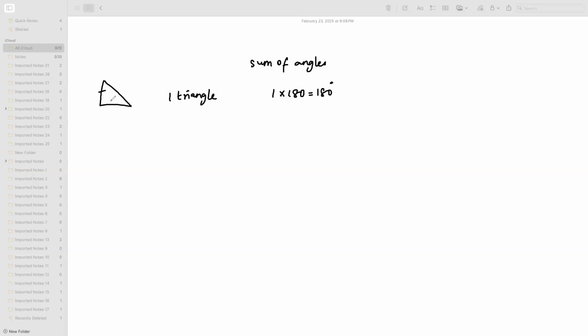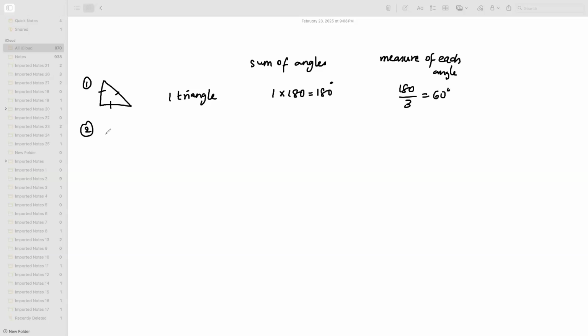Suppose it's a regular triangle, which means it's an equilateral triangle. In that case, what is the measure of each angle? 60. How is that calculated? 180 divided by 3 equals 60. This is the concept, okay? Next we'll get started with this.